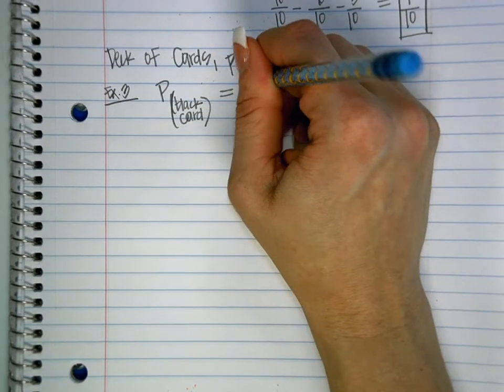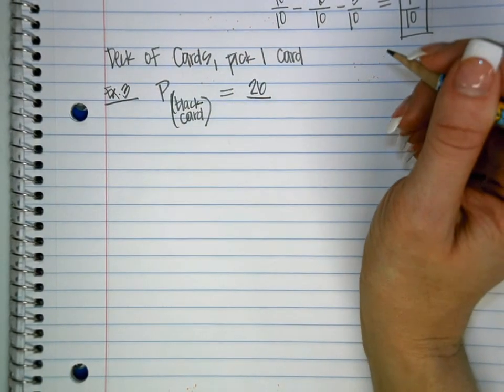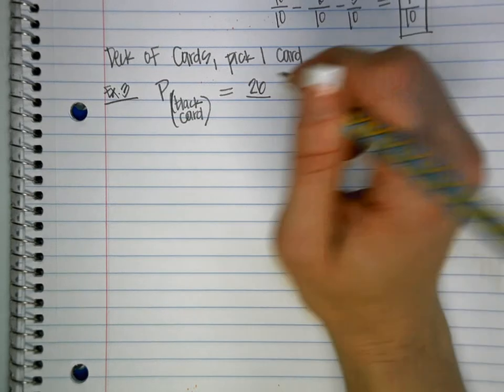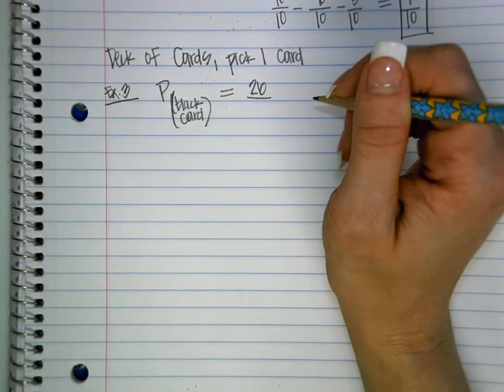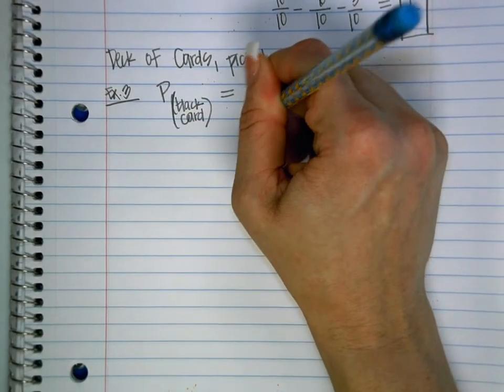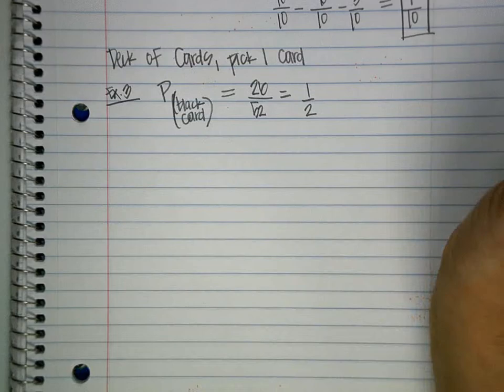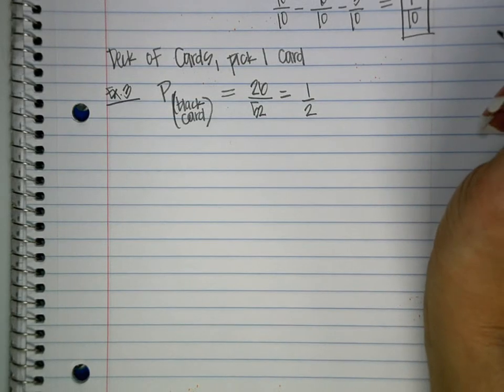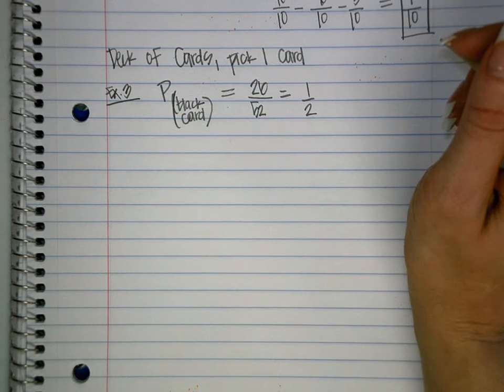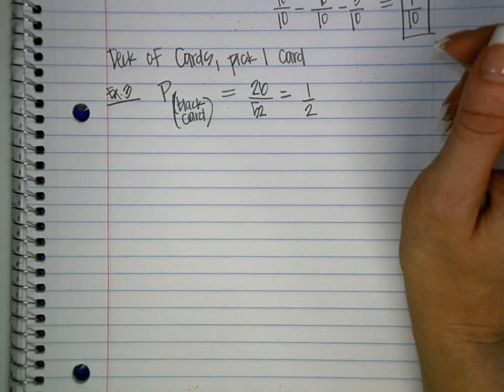26, because there's 13 of 2 suits. So 13 plus 13 is 26, divided by how many total cards? 52. So you have a 1 in 2 chance of picking a black card. Okay, a 1 in 2 chance of getting a black card, correct.